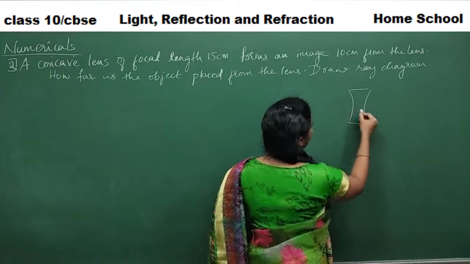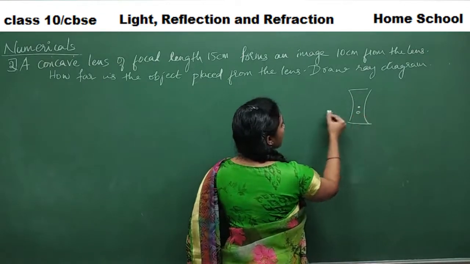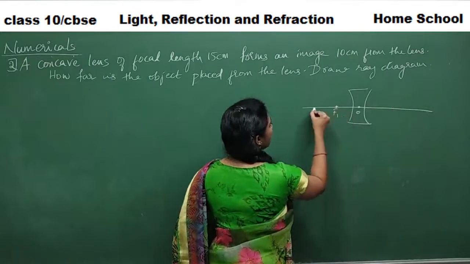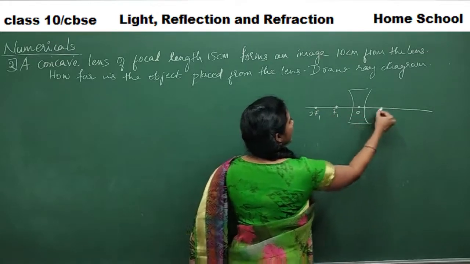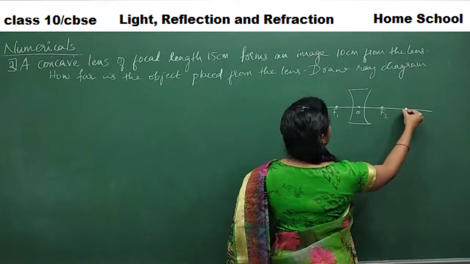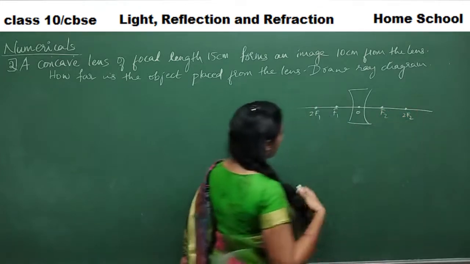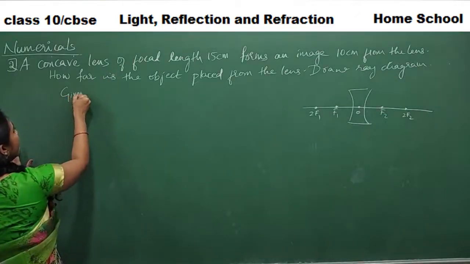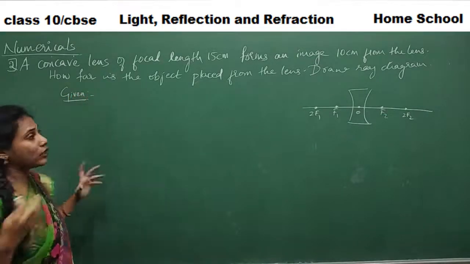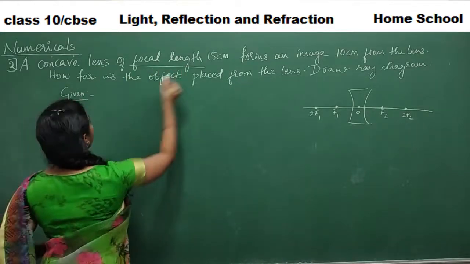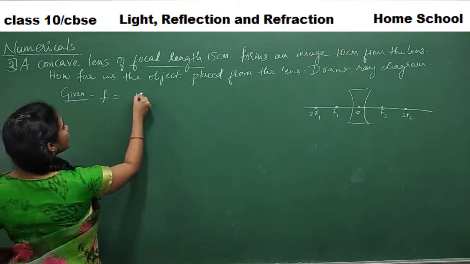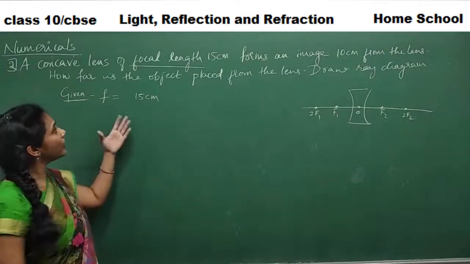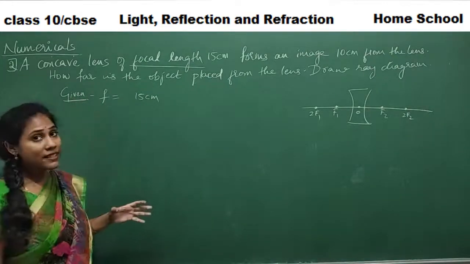So this is our concave lens. And you know, this is the optical center. This is our F1. This is our 2F1. This is F2. This is 2F2. Isn't it? Okay. So let us write the given information now so that we will get more clarity. Focal length is given. F is given as 15 centimeter. Can you tell me what sign you have to give for the focal length of a concave lens?